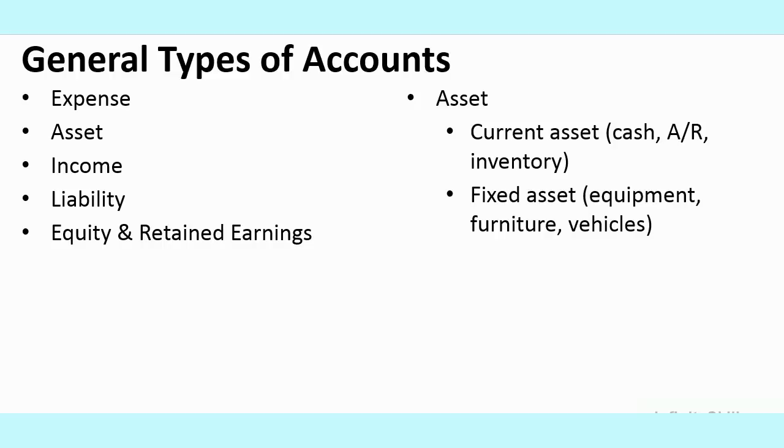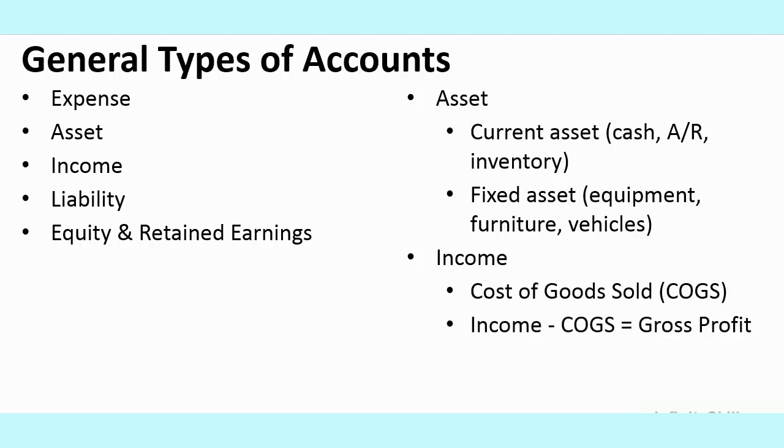Just like assets, there are different types of income as well. Income often comes from something known as COGS, or the cost of goods sold. This is how much it costs you to produce or acquire something that you sell. If you sell something in your business for $10, but it cost you $5 to acquire it, then you would have something known as a gross profit of $5, the difference between what it cost you and what you sold it for.